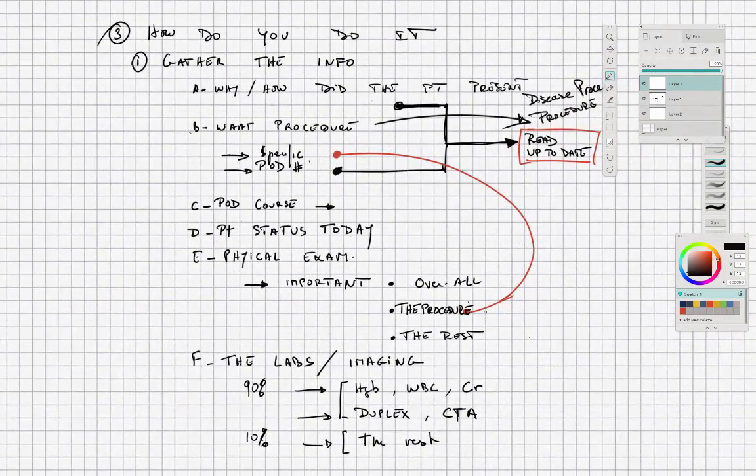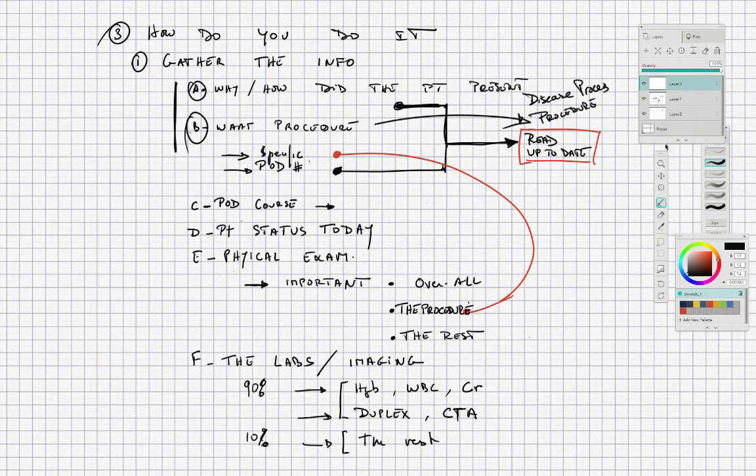So the first thing you have to do is to gather the information. And the two important steps are why and how did the patient present, and what procedure did the patient undergo. So I'm assuming you're on the vascular surgery service or a surgical specialty, and this is relevant to you. At that point, once you know this aspect, I'm afraid you're going to have to do some academic work. There's no way around it.